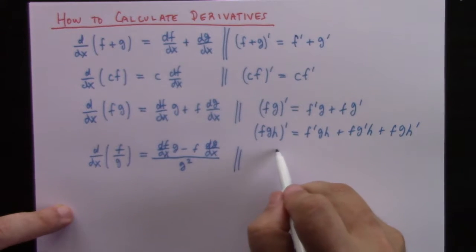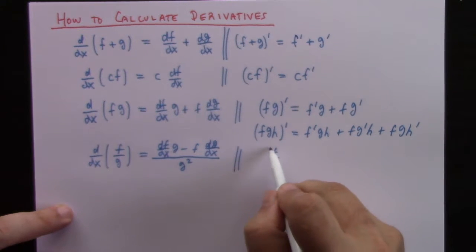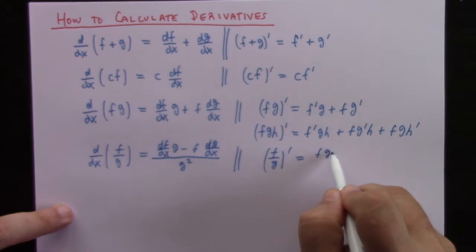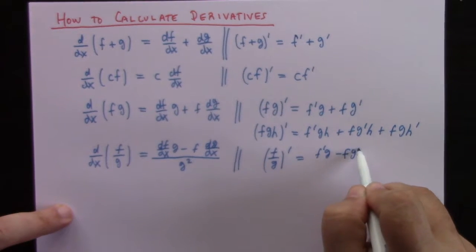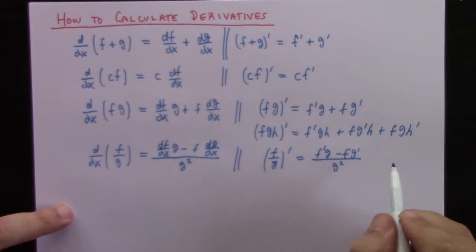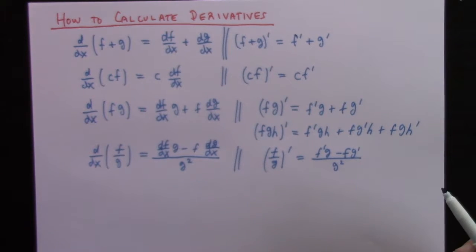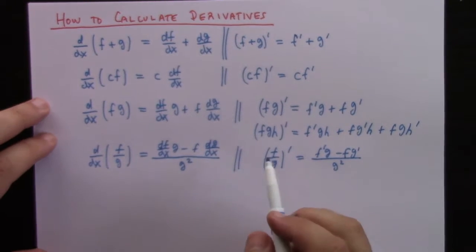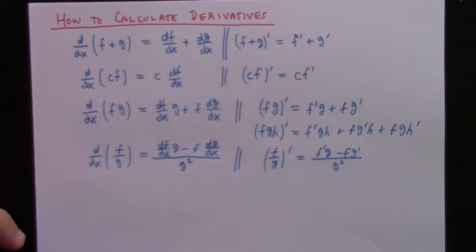Or, if you like in the prime notation, (f over g)' is equal to (f'g minus f g') divided by g squared. All right. Hopefully this is your happy place. I mean, I would hope. What I'm about to write, of course, gives students more trouble.